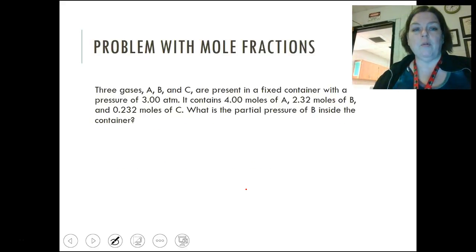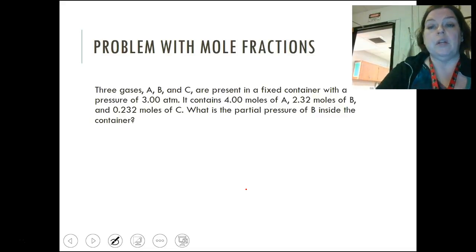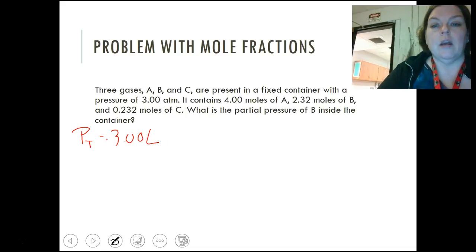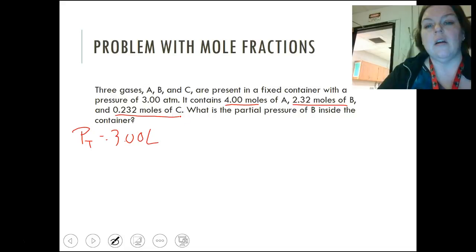So it's pretty cool. We have three gases, A, B, and C. They're present in a flask container with a total pressure of 3.00 atmospheres. We know that it contains 4 moles of A, 3.23 moles of B, and this many moles of C. What is the partial pressure of B inside the container?